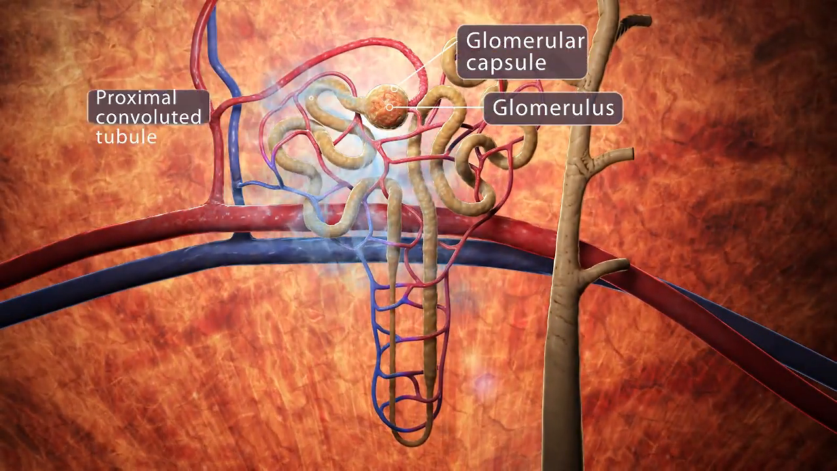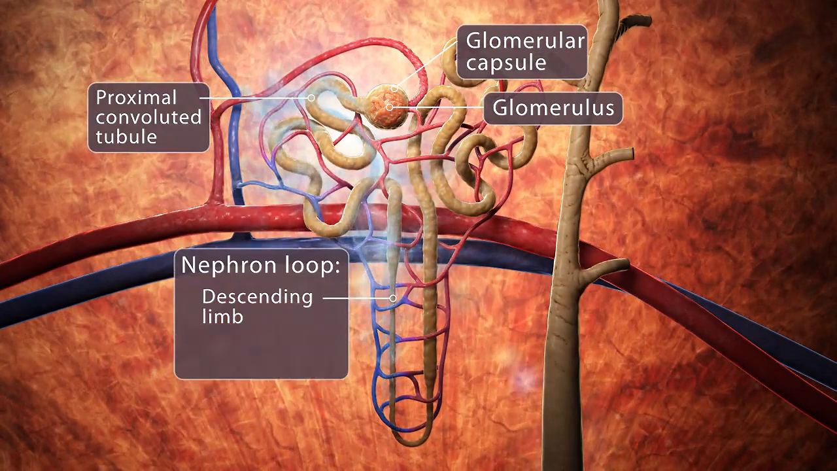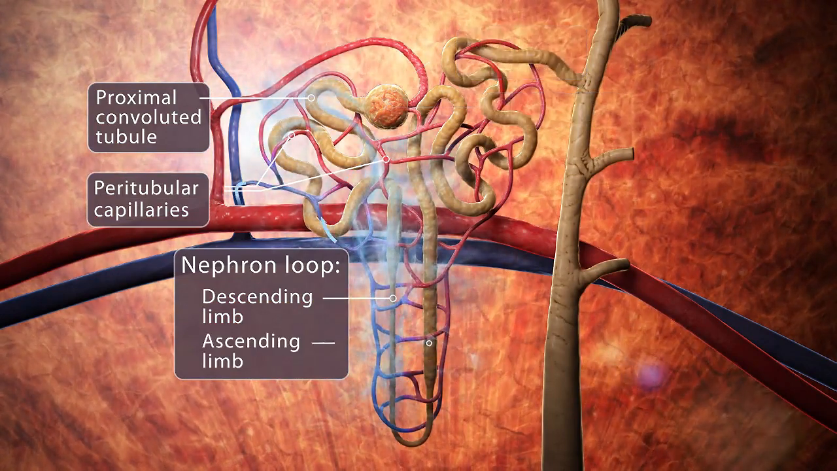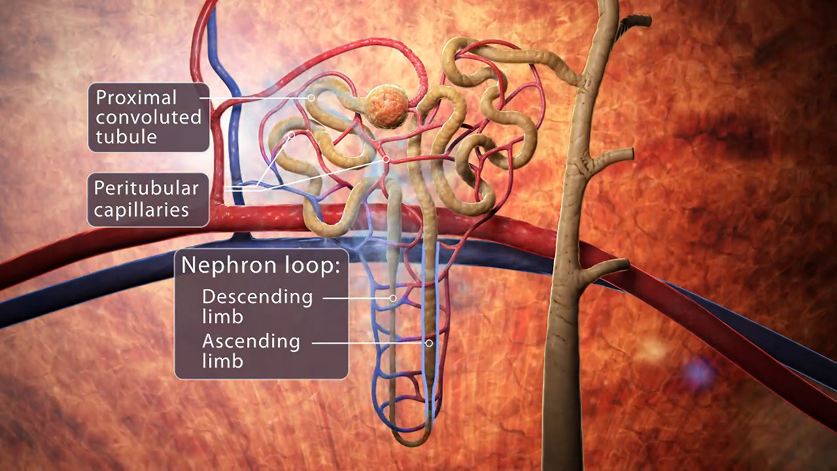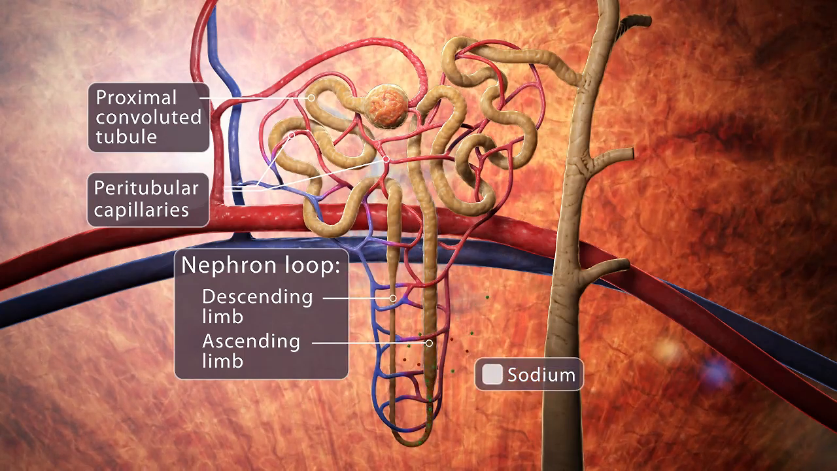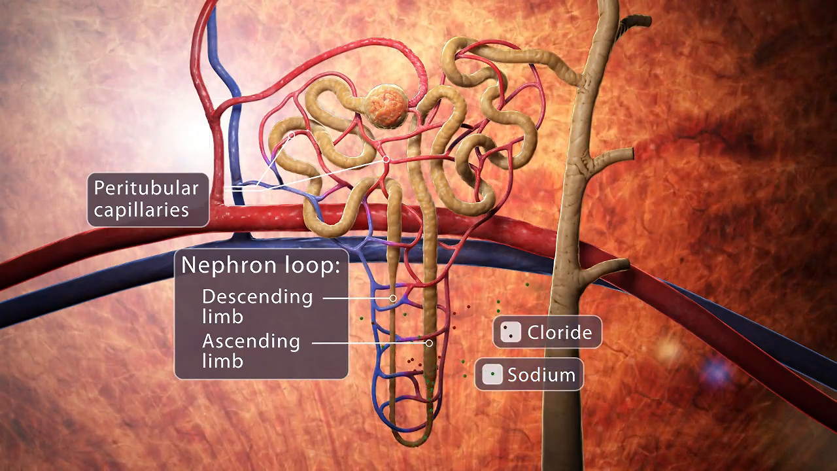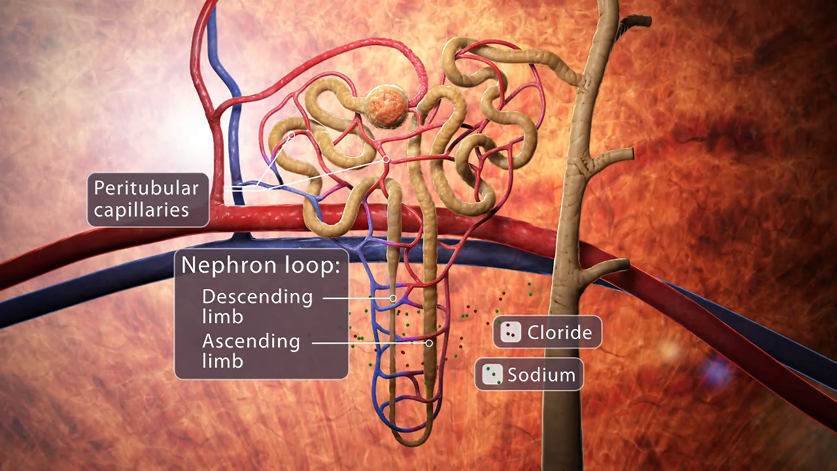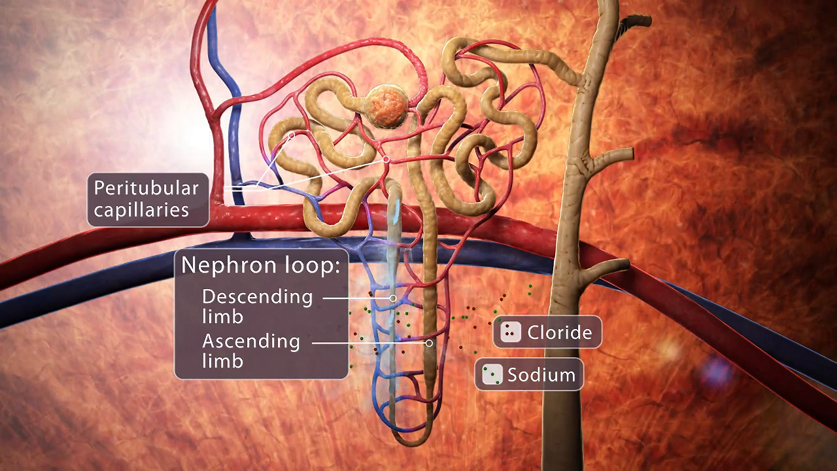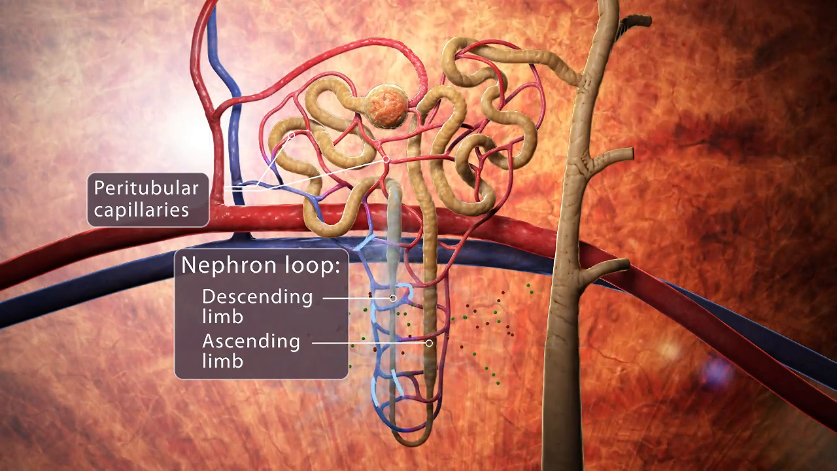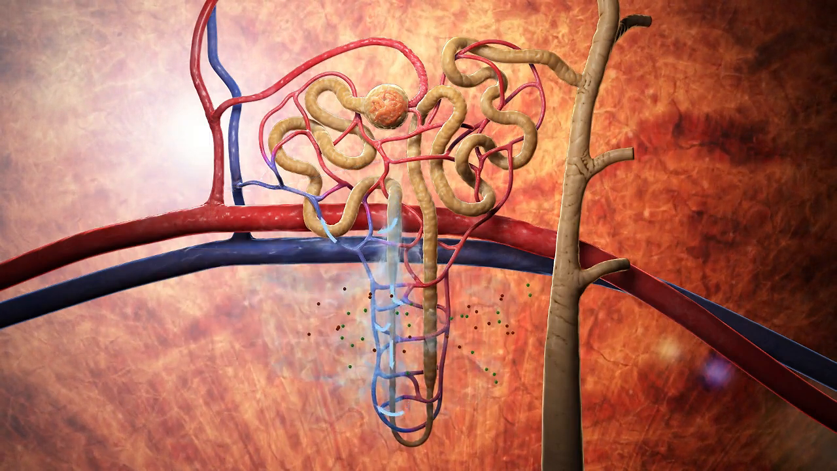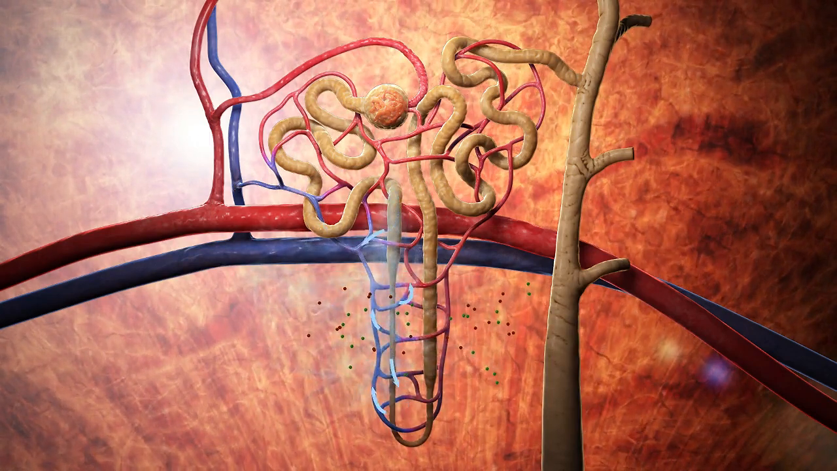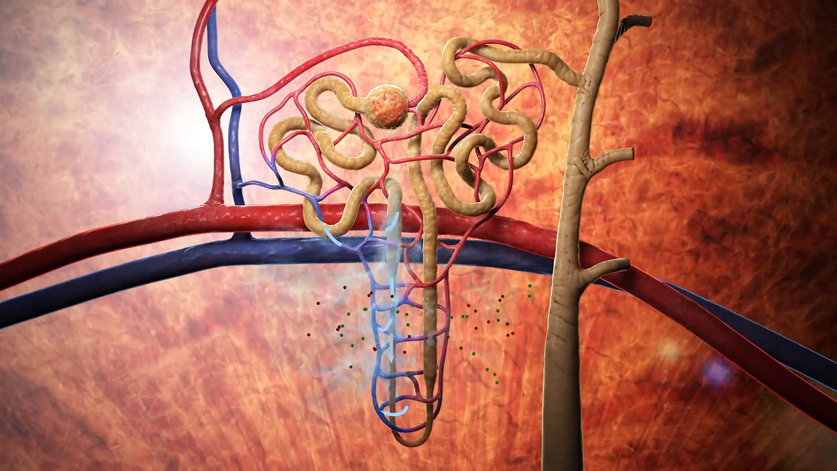Osmosis passively draws water out of the proximal convoluted tubule and descending limb of the nephron loop into the peritubular capillaries. The ascending limb of the nephron loop is impermeable to water, but actively pumps sodium and chloride ions into the interstitial fluid. The resulting buildup of salt surrounding the nephron loop draws about 80% of the water from the descending limb into the interstitial fluid and into the capillaries, regulating fluid volume and osmolarity. This process of water following the solutes is known as obligatory water reabsorption.